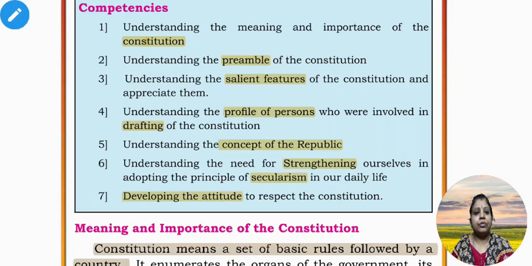Fifth point, you have to understand the concept of the republic. Sixth point, you have to understand the need for strengthening ourselves in adopting the principle of secularism in our daily life. Seventh, developing the attitude to respect the Constitution. These are the main points that you have to learn under this lesson, our Constitution.